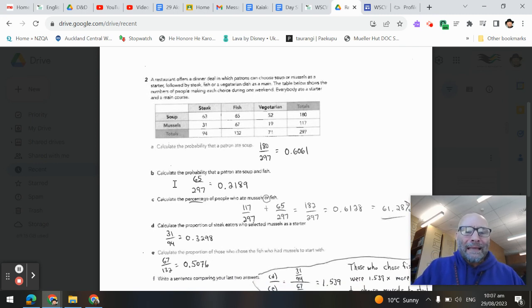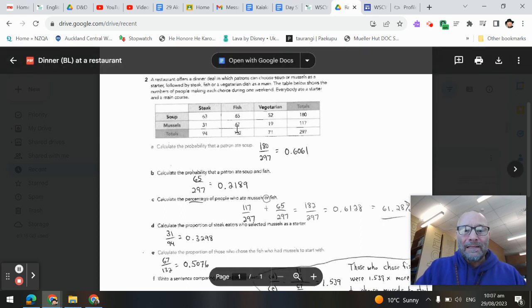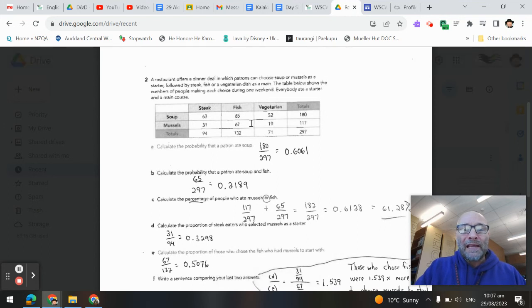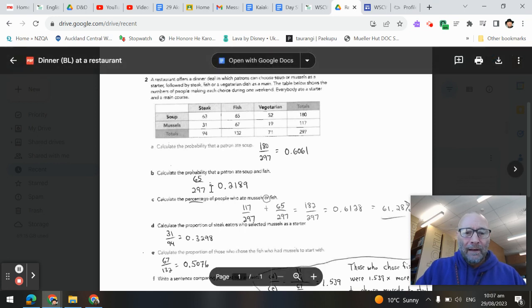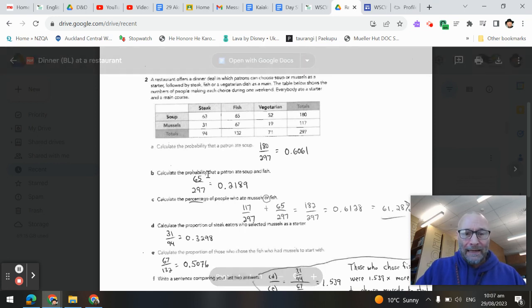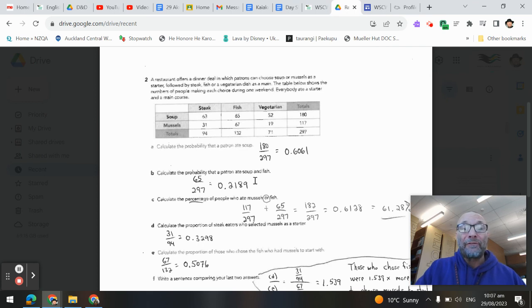Next, calculate the probability that a patron ate soup and fish. So if this row is the soup and this column is the fish, where do they intersect? Exactly. Onotoko ma rima. So 65 out of 297, that's the proportion that ate soup and fish.